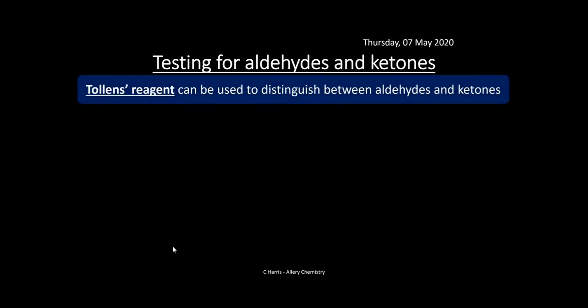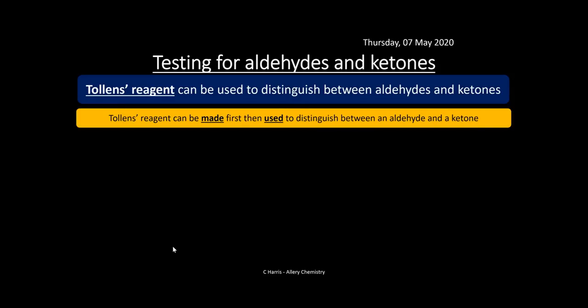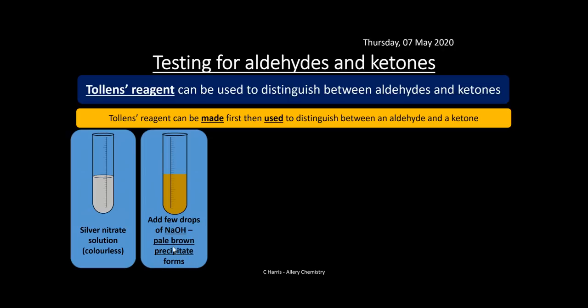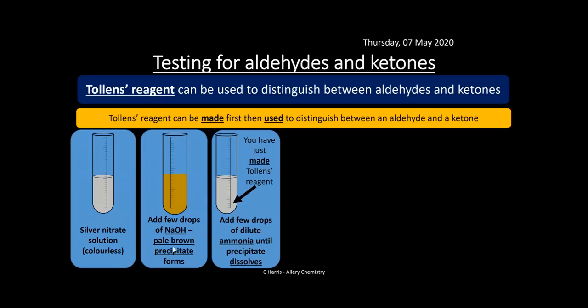Okay, so how do we distinguish between an aldehyde and a ketone? We know that Brady's reagent identifies the carbonyl group, but it doesn't distinguish between an aldehyde and a ketone. Tollens' reagent actually does this. We've got to understand how we make Tollens' first. We do it by adding silver nitrate solution into a test tube, and this is a colourless solution. We then add a few drops of sodium hydroxide. This turns it pale brown, and you get a slight precipitate being formed. Then we add a few drops of dilute ammonia until that precipitate dissolves. And here we have just made our Tollens' reagent.